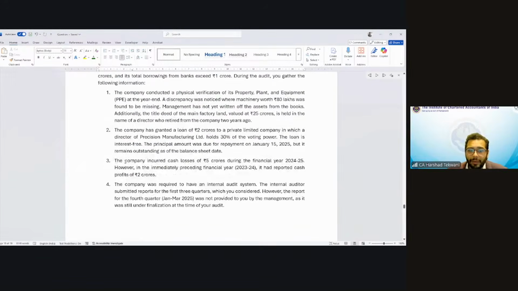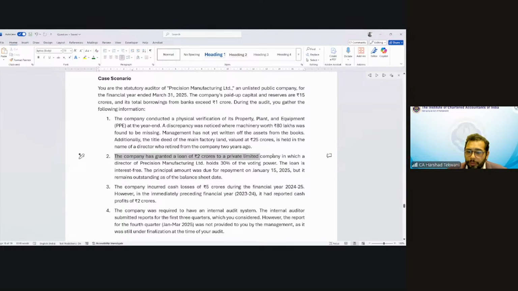Okay, so let's go to the second question. The company has granted loans of 2 crores to a private limited company in which a director of this company is holding 30% voting power. The loan is interest free. The principal amount was due for repayment on the 15th, but it has remained outstanding on the balance sheet date. Where will you report? Come on, guys. I will not go to the options first because I want an answer from you. Where will you report?